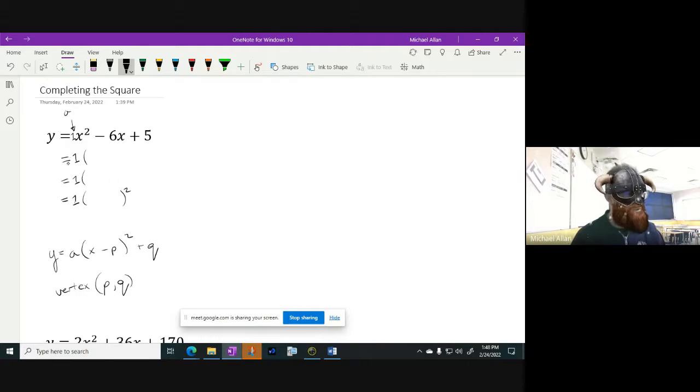Remember, factoring is just dividing. So I'm dividing everything by 1. That doesn't do too much. And I'm just going to leave myself a little space here between the 5 and the negative 6x here. And remember that we had to add or subtract a number here to make this work.